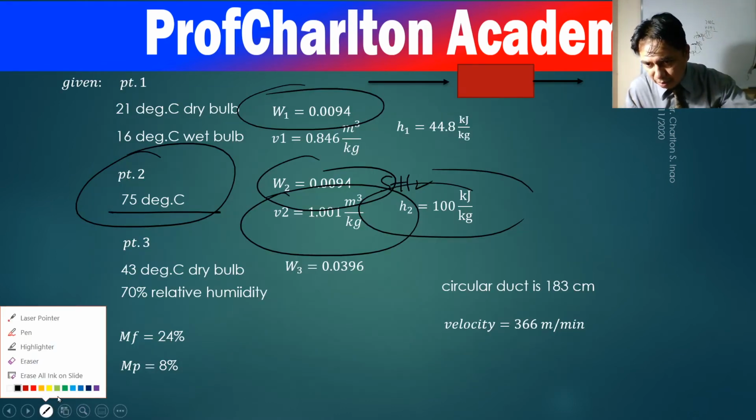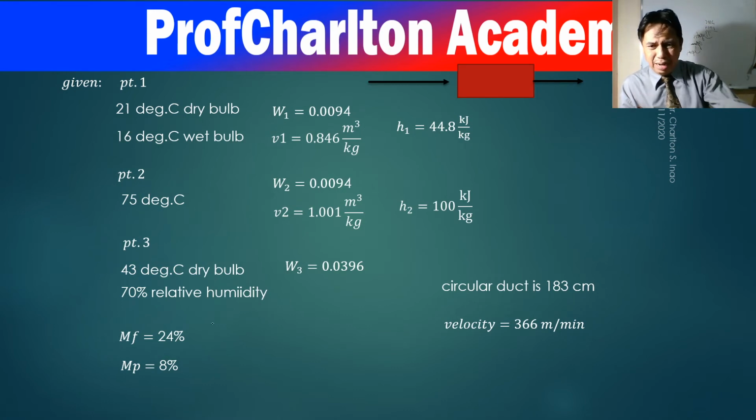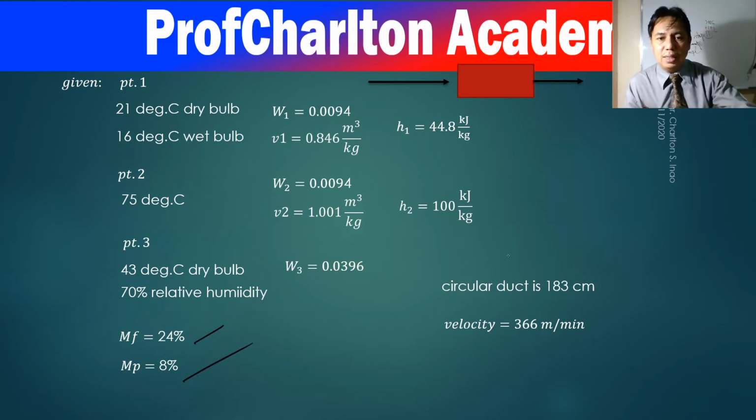Now we go to the mathematics, and it's just mathematical manipulation. Here are the givens, just to re-emphasize: 24% of the feed when it goes to the product point becomes 8% only, moisture content. Then there was also data that we were able to capture here. The specific humidity at 3 is 0.0396. Where is that?